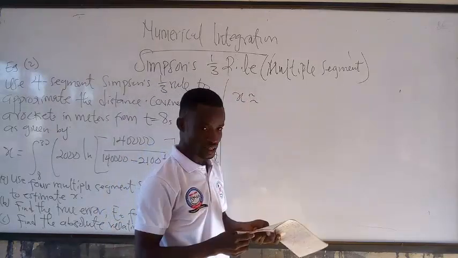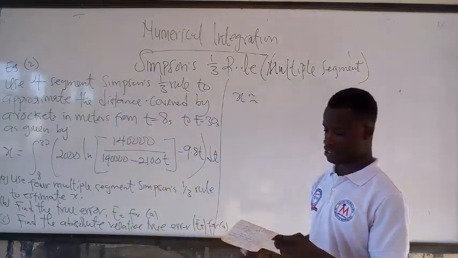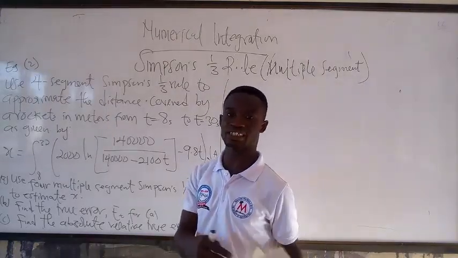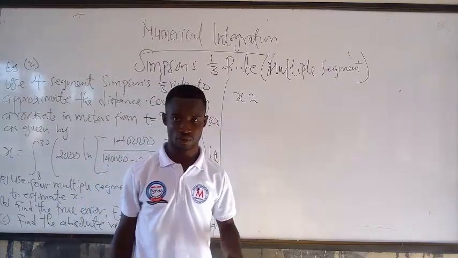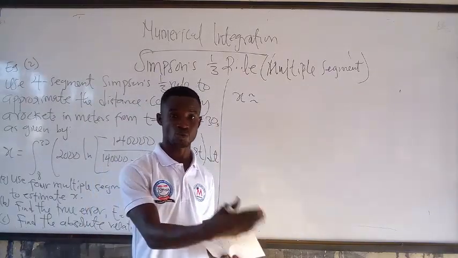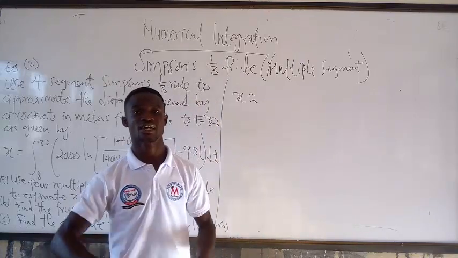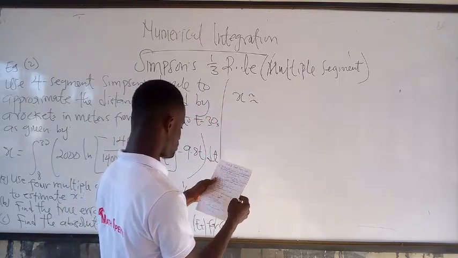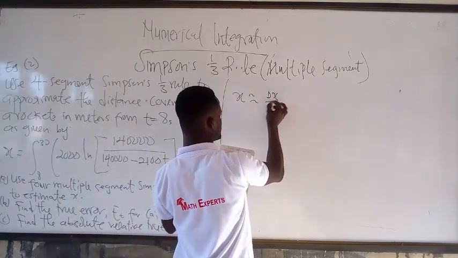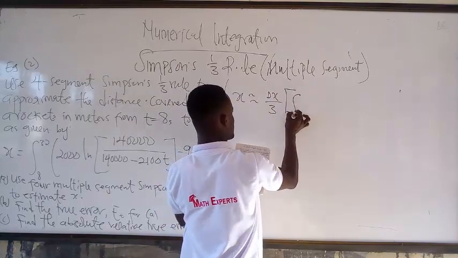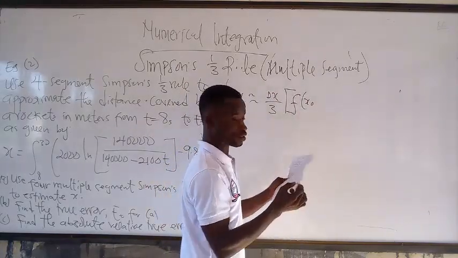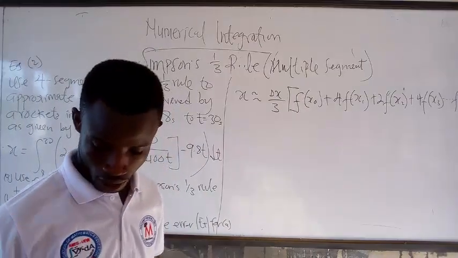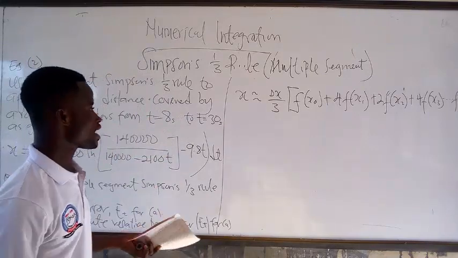The formula for this is not the same as the one that you know already. The multiple segment is the same as the composite one, and the single segment is the other one that you know. So this one is the same as the composite one. Alright, so that is the change in s over 3, then f of s naught. Alright, so that's the formula we have on the board.